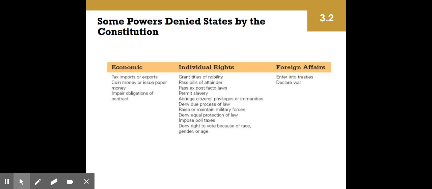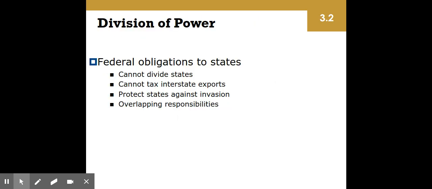And we can't deny the right to vote on the basis of race, gender, or age, except, of course, below the age of 18. And, of course, this makes sense. States can't enter into treaties or declare war on their own. That would be a disaster because different states would be getting into all kinds of trouble all the time and dragging the rest of us with them.